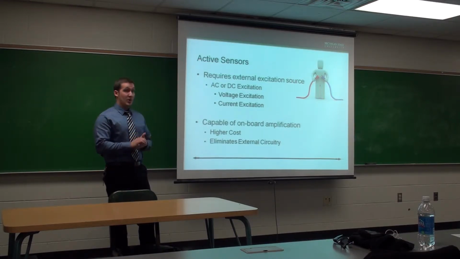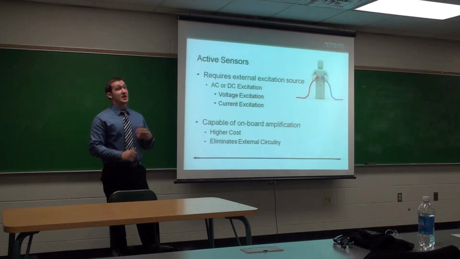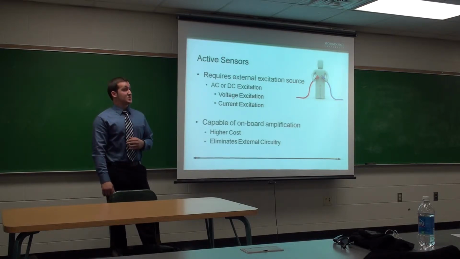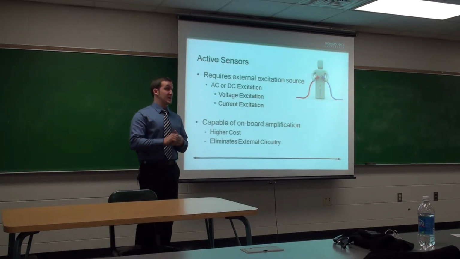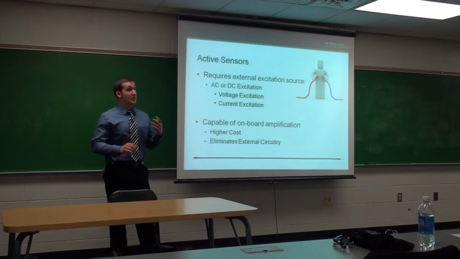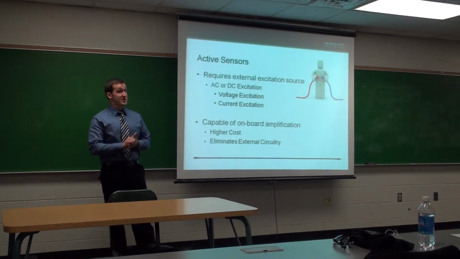AC excitation, although it comes at a much higher cost, is actually capable of eliminating these errors, as well as producing the output signal of the sensor at much lower voltages and currents. Once it's established that you're using AC or DC excitation, the sensor then requires either a form of constant voltage excitation or constant current excitation.